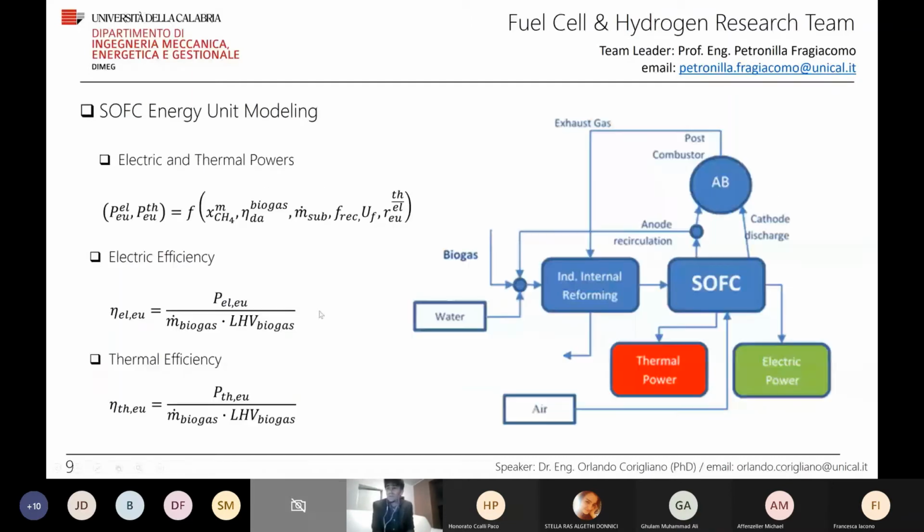What about the numerical modeling of the SOFC energy units? It aims to assess electric and thermal powers as a function of some operative parameters such as the methane content, the mass flow rate available, the recirculation fraction of the anode exhaust gas, and the fuel utilization factor. Therefore, electric and thermal efficiencies have to be assessed to understand the system performance.